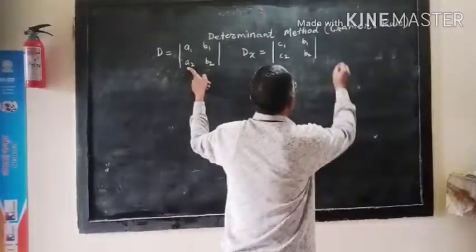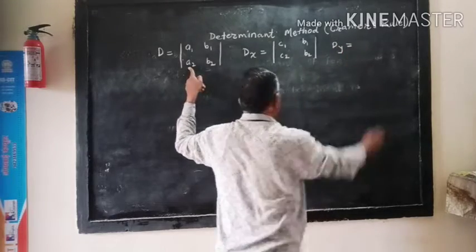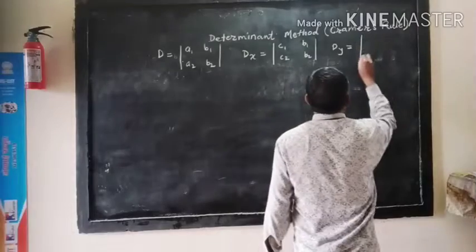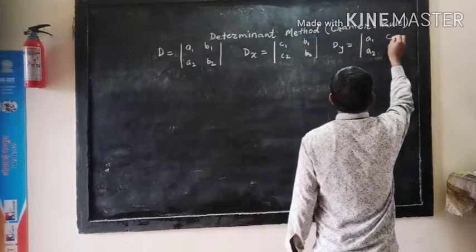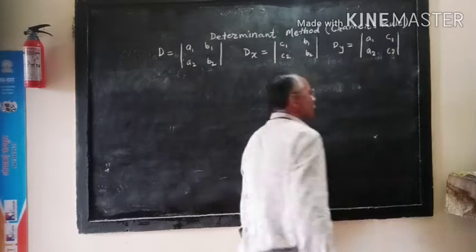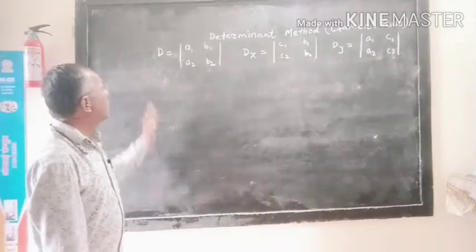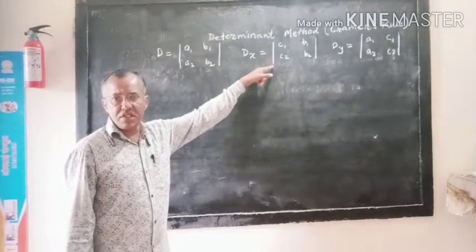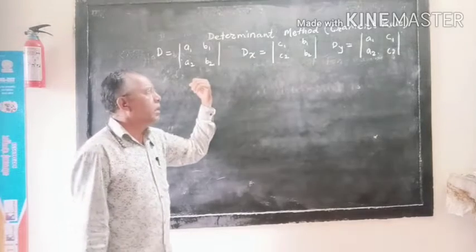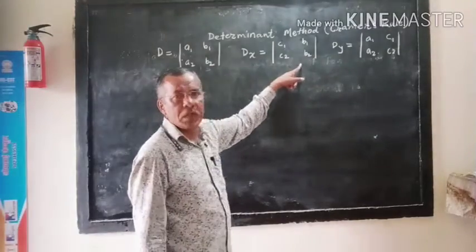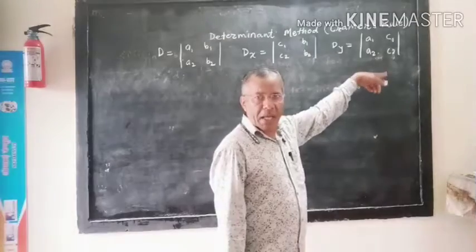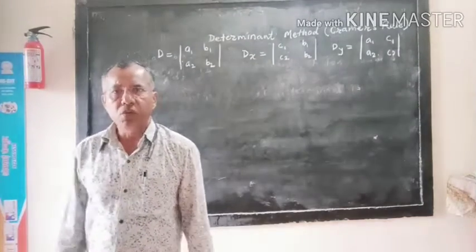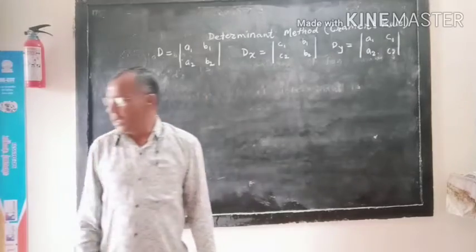And the next term you have to remember is Dy, which is equal to A1 A2 and C1 C2 in this way. Very simple to remember. D is A1 A2 B1 B2. In Dx, C1 C2 take the position of A1 A2 and B1 B2 remain as it is. In Dy, A1 A2 remain as it is and C1 C2 take the position of B1 B2. So we have to use these terms in using Cramer's rule.